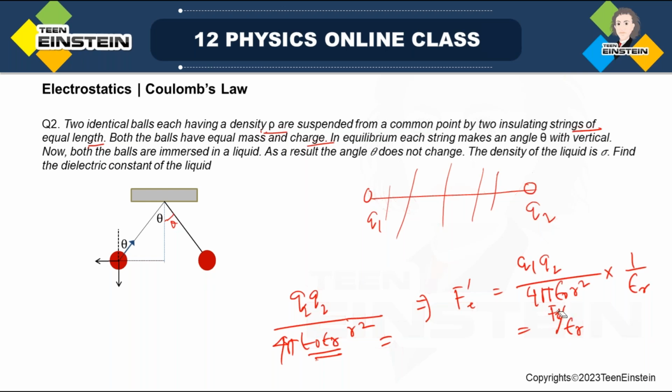So what I said here is that when the charged particle is inside the dielectric medium, this is the original force in vacuum. Now in the dielectric medium, it will be divided by the dielectric constant, or relative permittivity. So we have to find out this F prime by F.